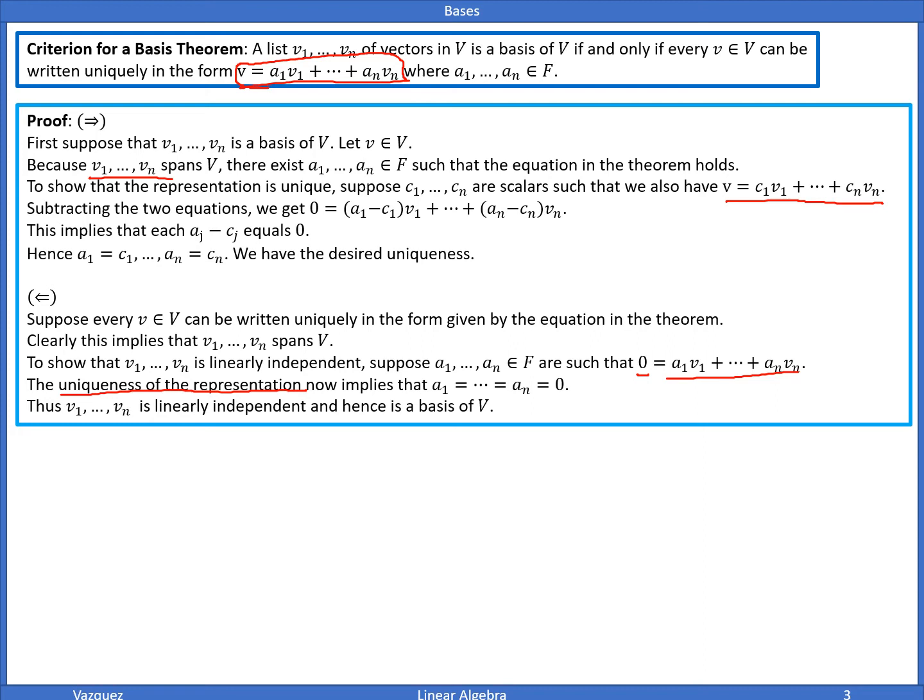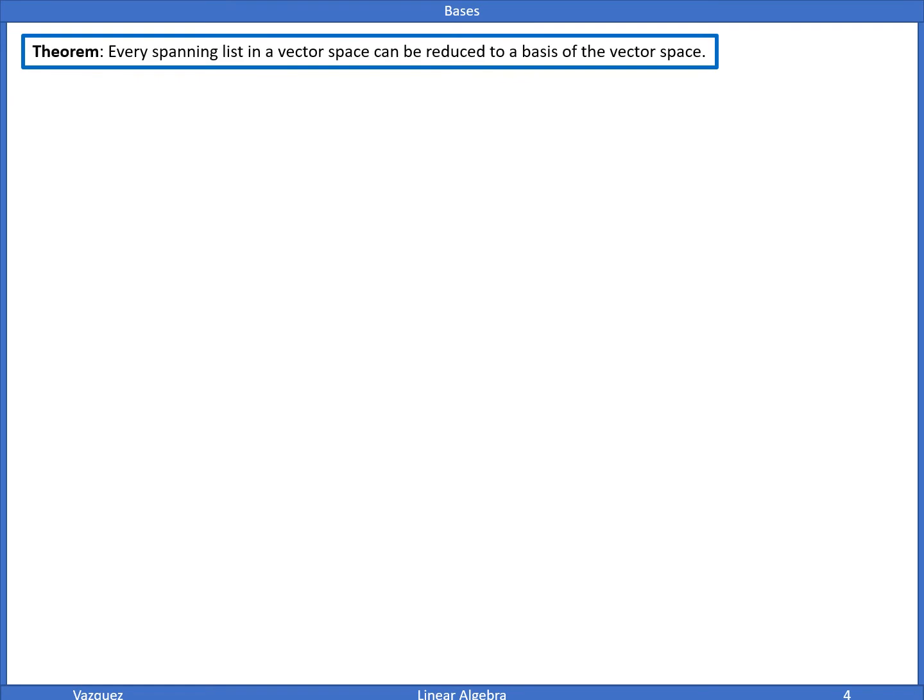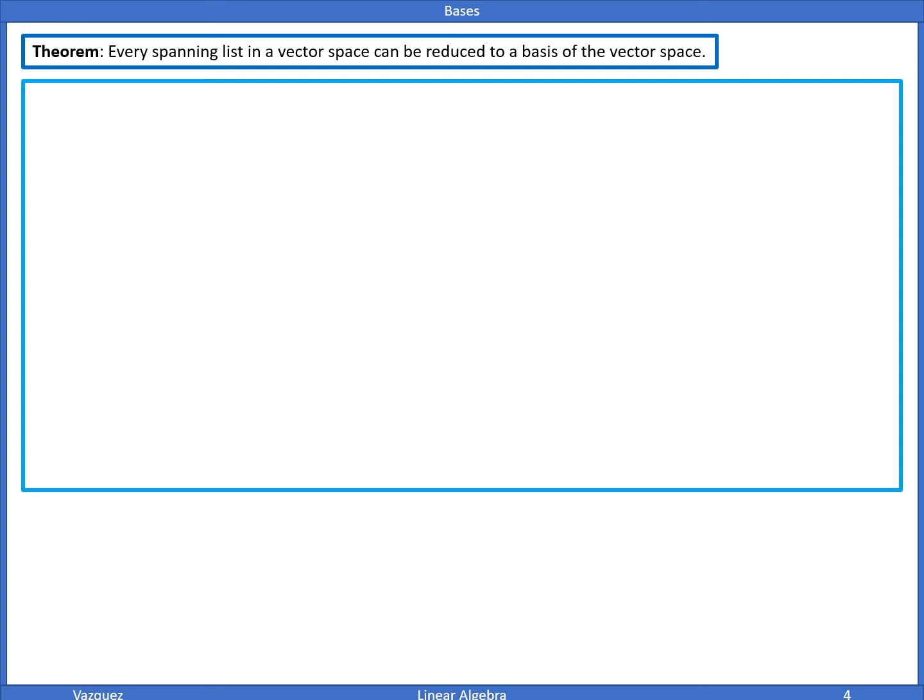So the basis is pretty much the only definition we're going to be going over this lesson. But we do have a couple more theorems along with the proofs, but they shouldn't be too hard to follow, especially because I think they're not biconditional. The next theorem says that every spanning list in a vector space can be reduced to a basis of the vector space. So again, if we have a spanning list, we can just reduce that to a basis of the vector space. And the way we're going to show that is with steps.